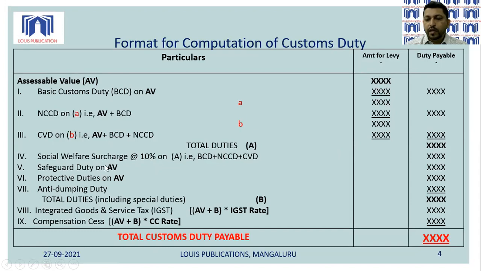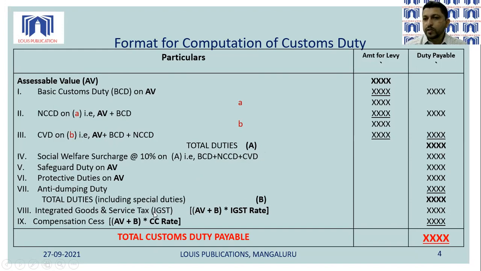Then safeguard duty: if the value is given, we take that value. If a percentage is given, we simply calculate it on the assessable value. Protective duty is the same. If the value is given, take that value. If not given and a percentage is given, calculate it on assessable value. Similarly, for anti-dumping duty, usually the value will be given. If the value is not given, then we calculate it on the assessable value. So these are all special duties that we have. Putting together, we get total duties, including special duty, and we name this as letter capital B.